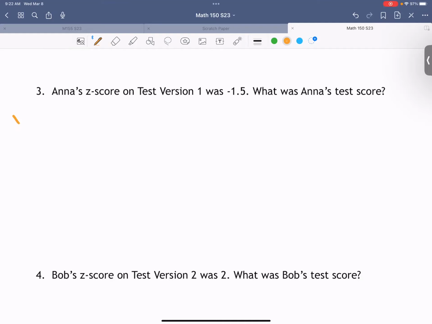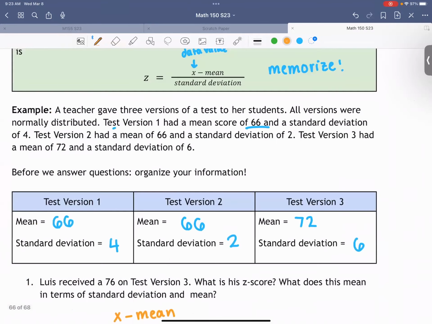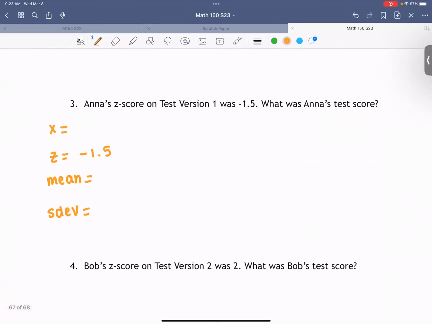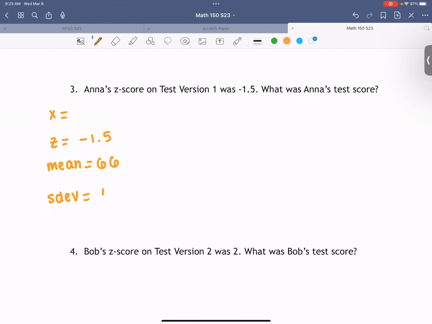Whenever I have a formula, I have to write down all the different things because if I don't, I will mess up. I am not very good at keeping things in line. This time the z-score was negative 1.5, so z equals negative 1.5. Looking back at my notes, test version 1 had a mean of 66 and a standard deviation of 4. So this time I'm trying to find what x is.